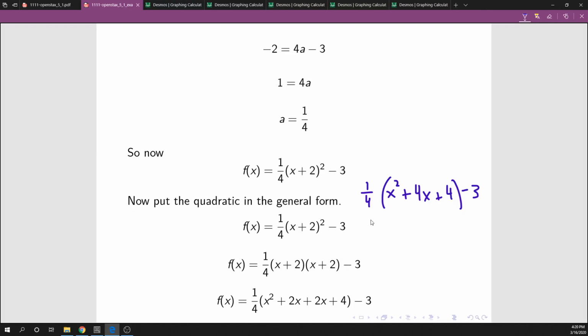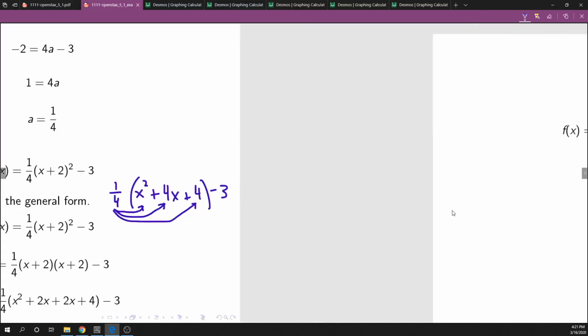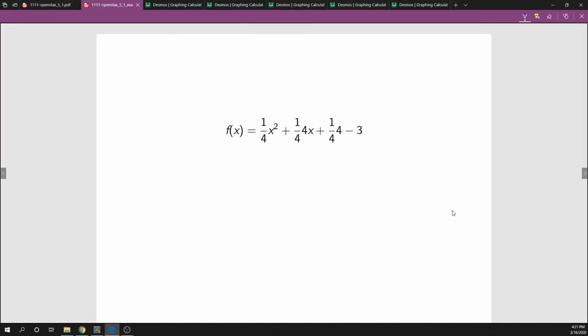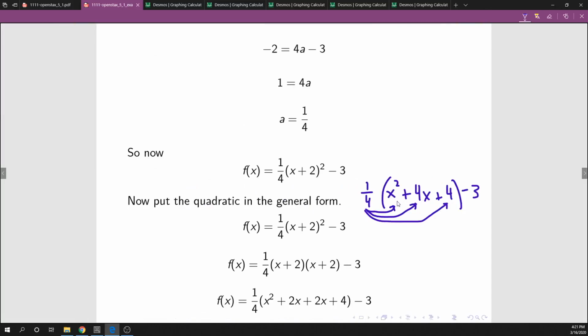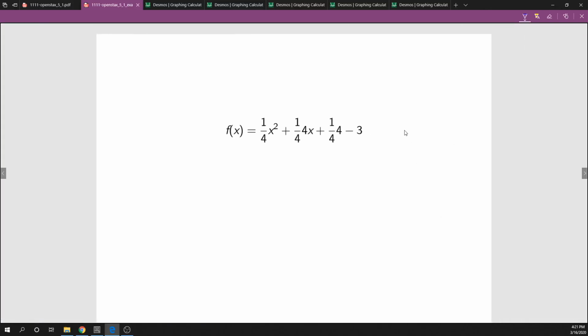All right, so from there, what I would do is now distribute this 1/4 to each term inside the parentheses. And that might be what I have in the next slide. Yes, it is. So I'll have 1/4 times x squared, 1/4 times 4x, and this 1/4 times 4. So there we can pick it back up.